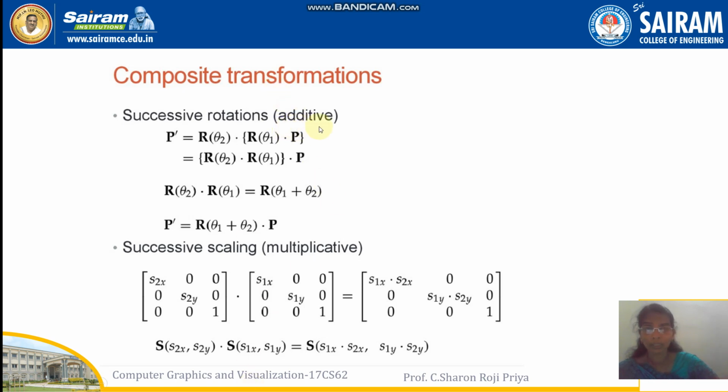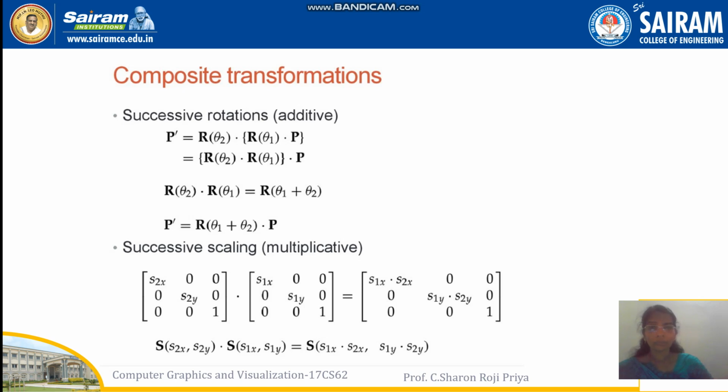Successive rotation is additive. Similarly, when I take successive scaling, this is the scaling matrix, right? For the first scaling and second scaling, when I perform the matrix multiplication, this is the result I am getting. From the result, I can understand that successive scaling is multiplicative. Instead of performing scaling successively, I can multiply all the scaling factors along the x-axis, multiply all the scaling factors along the y-axis, and perform scaling only once.